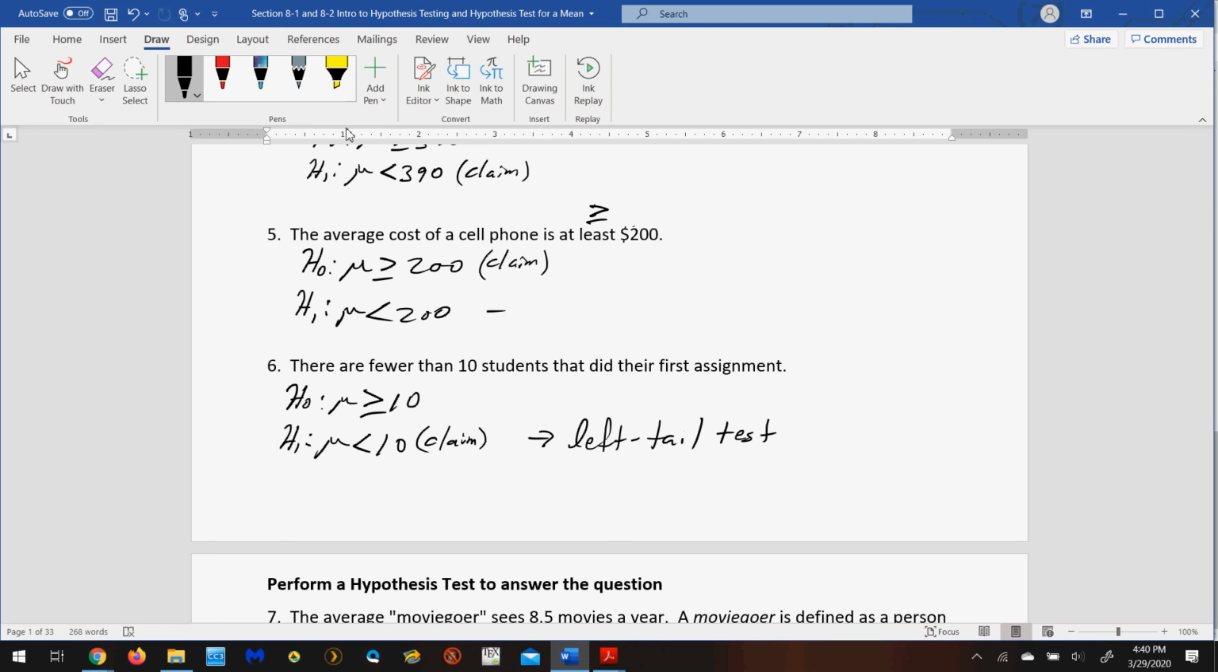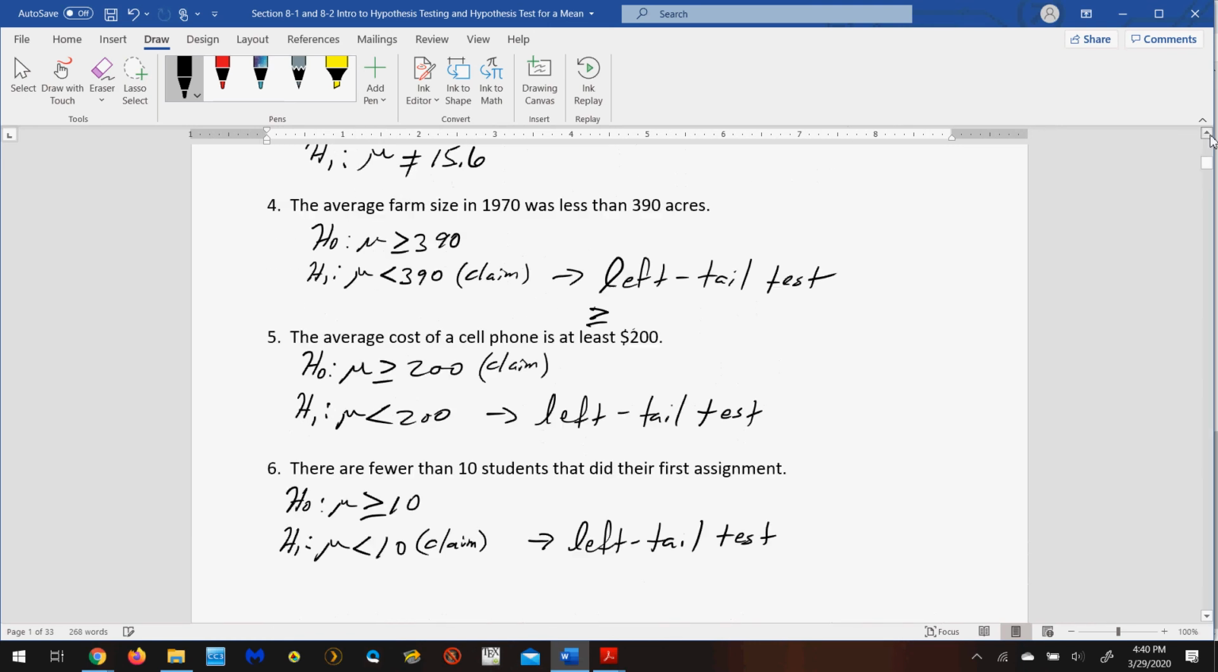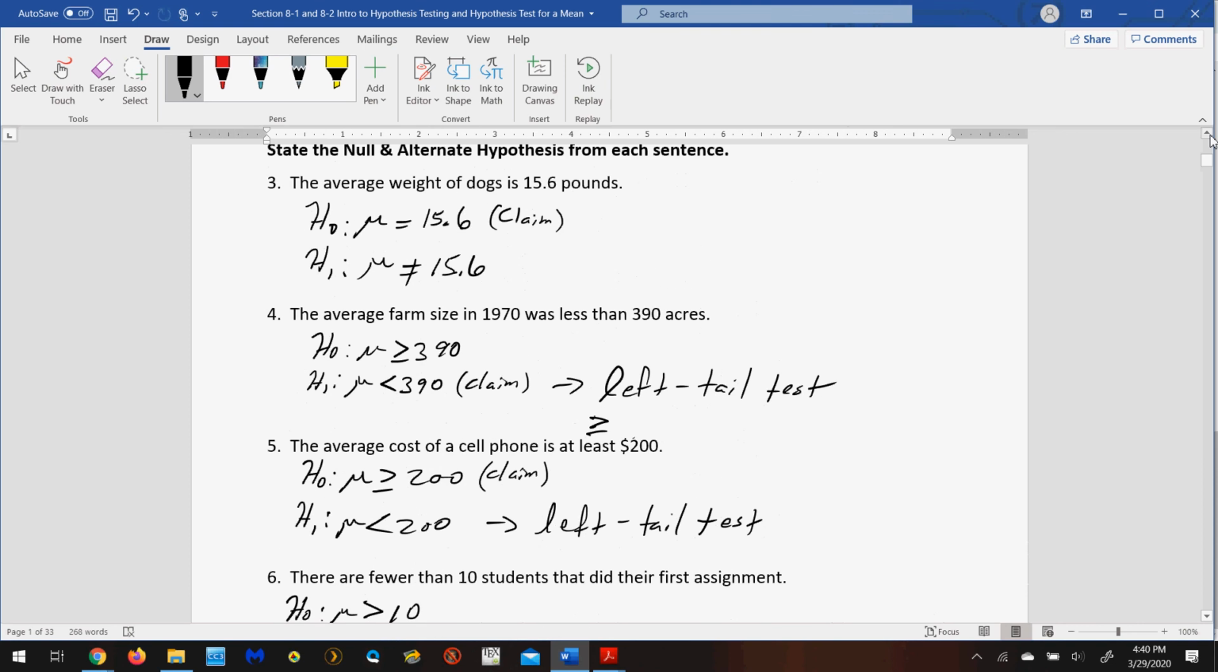Less than, left tail. Less than, left tail. You don't always have left tail. These are just ending up that way. And above it, not equal would mean two tails.